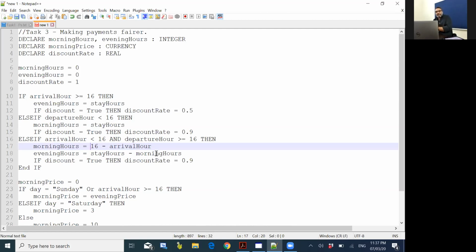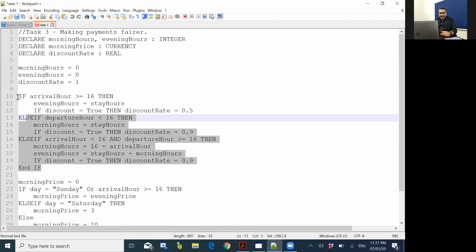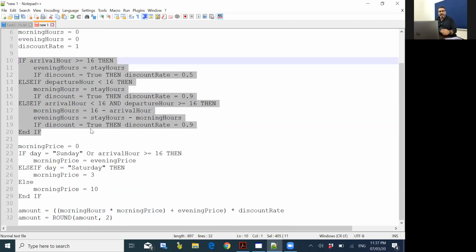If it is Sunday, they'll be charged for morning hours per hour with 2 rupees. If it is Saturday, they will be charged for morning hours per hour for 3 rupees, and for the rest of the days they will be charged 10 rupees per hour. So in this conditional check, we have determined how many morning hours and evening hours they stayed.